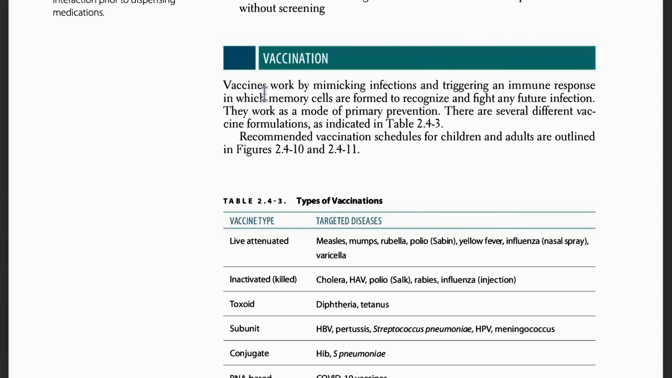Okay, cool. Vaccines work by mimicking infections and triggering an immune response in which memory cells are formed to recognize and fight any future infection. They work as a mode of primary prevention. There are several different vaccine formulations as indicated in this table. Recommended vaccination schedules for children and adults are outlined in this and this.